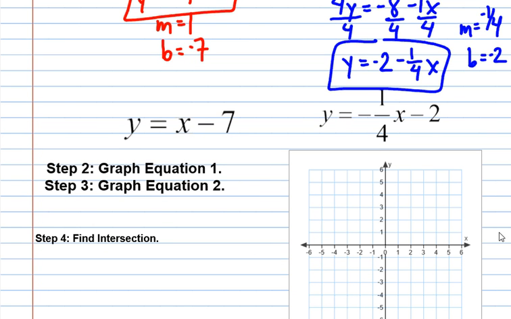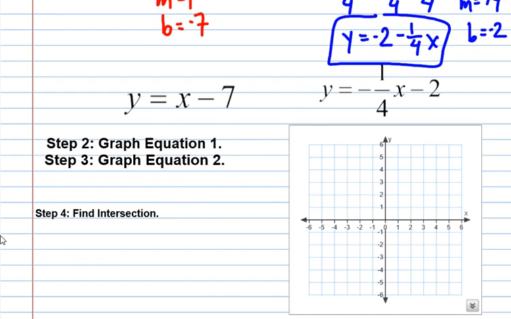So graph equation 1, start at negative 7 and go up 1, right 1. So up 1, right 1, up 1, right 1, up 1, right 1, up 1, right 1. There's the first one. Second one, I start at negative 2 and I go down 1 and right 4, and hey, I've already got the intersection point. You need to make sure you actually answer the question, though. So you need to actually write where they cross. They cross at 4, negative 3.